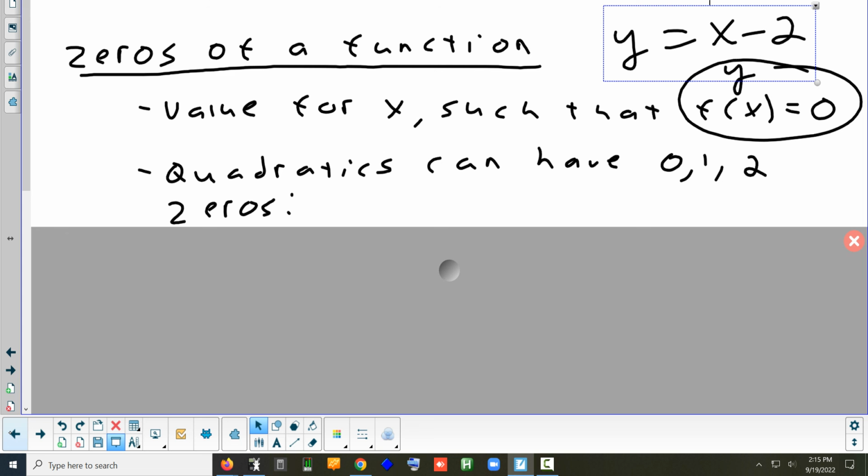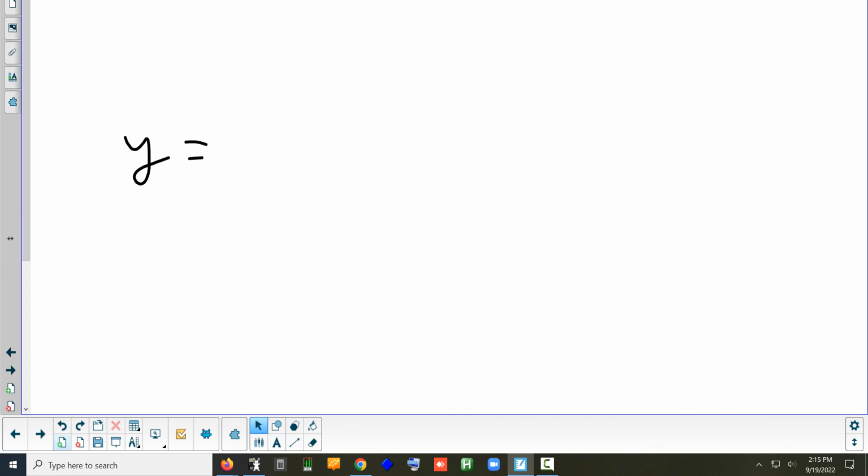Now, if you have an equation, there's a very quick way to tell how many times it crosses the x-axis. Let's look at this.